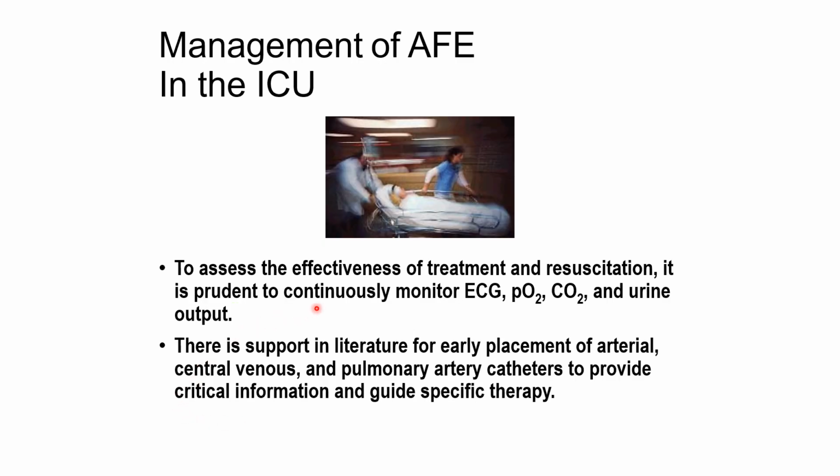For effective management, we should continuously take the ECG, assess the partial pressure of oxygen, the carbon dioxide saturation and partial pressure of carbon dioxide, and assess the urinary output of the patient. For assessing this, we can start a central line, insert pulmonary artery catheters, and insert a urinary catheter. Through these lines you can monitor the urine output, oxygen saturation and level of carbon dioxide continuously.